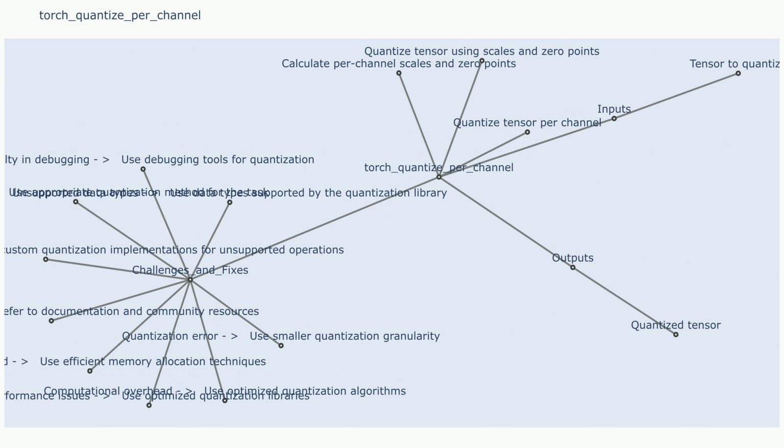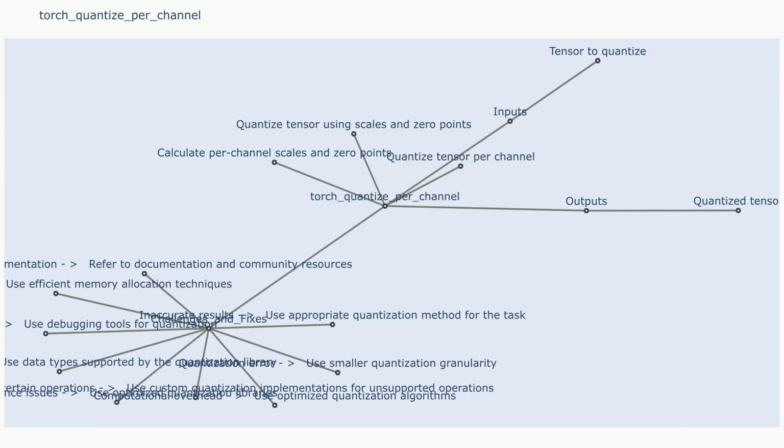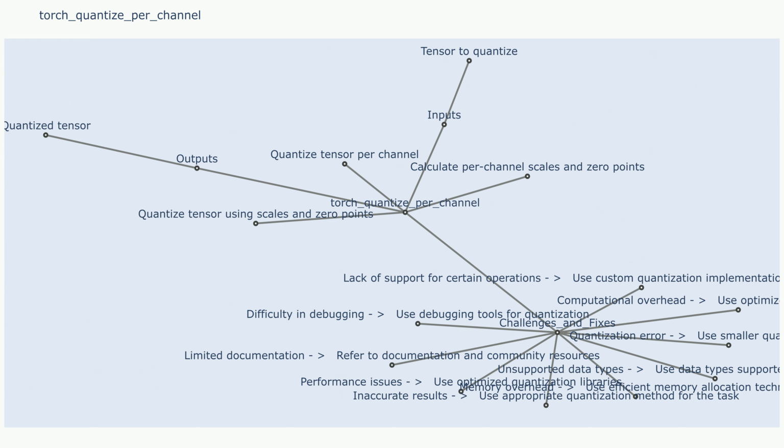Dtype: the data type to use for the quantized tensor. This must be a quantized data type such as torch.quint8, torch.qint8, or torch.qint32. Axis: the axis along which to quantize. This defaults to -1, which means that each channel will be quantized individually.